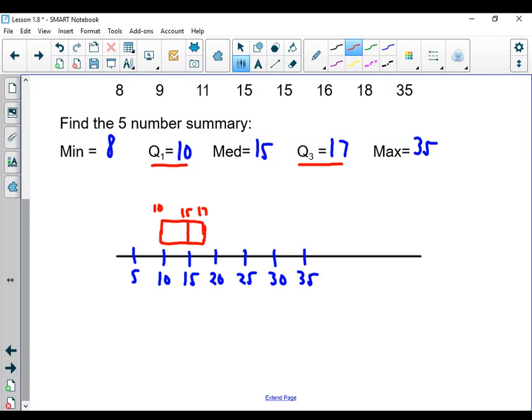All right, from there we're going to make the whiskers. Now the whiskers, in general, are going to go to the lowest value and the highest value. The only exception is if we have an outlier. Well, let's think about the low end here. We decided earlier we didn't have an outlier on the low end. So I'm going to draw a whisker out where 8 is. I'm just going to draw out that line there to 8.